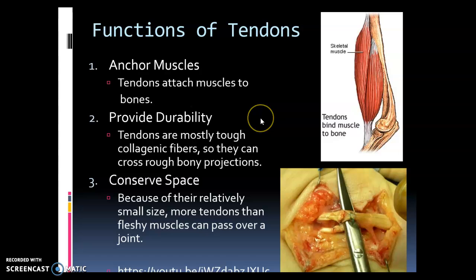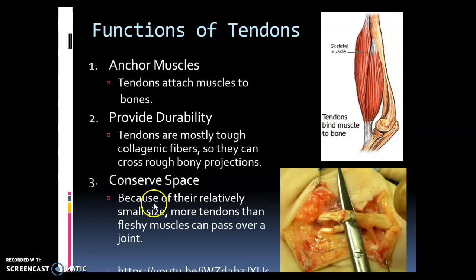Functions of the tendons. Tendons connect muscles to bone, and that's what allows movement to happen. So right here, this is a tendon. This is the humerus, this is the ulna, and this is the radius right here. You can see this is the bicep muscle, and it's connected to the ulna right there, and connected to the humerus up here. So that's actually allowing you to bend your elbow.